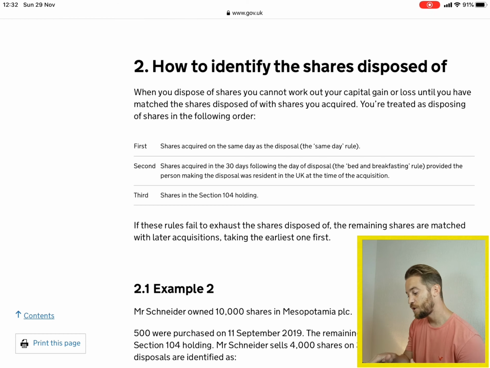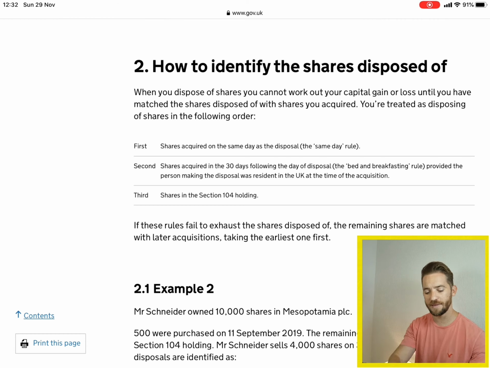Then the second step, you're going to allocate against shares acquired in the 30 days following the day of disposal. And this is your bed and breakfasting rule. Provided the person making the disposal was resident in the UK at the time of acquisition. There's slightly different rules if you're non-resident. But yeah, it's going to apply to the majority of us.